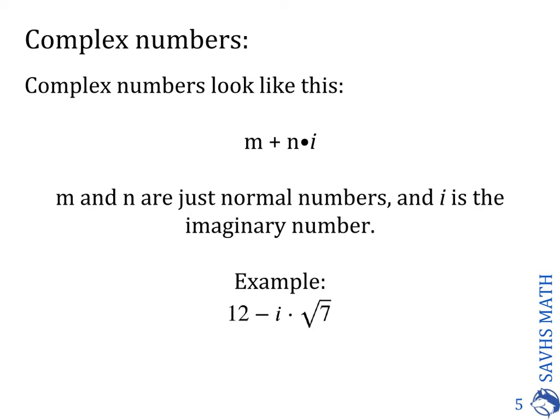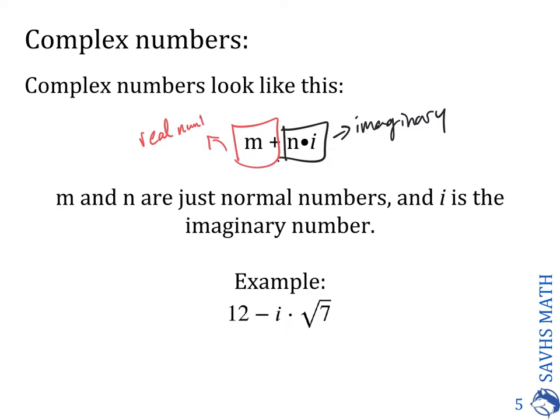Okay, so now we know what an imaginary number is. This part right here is an imaginary number. This part right here is a real number. This is like our normal numbers. And if you have a part that's a real number and a part that's an imaginary number, we call this a complex number.